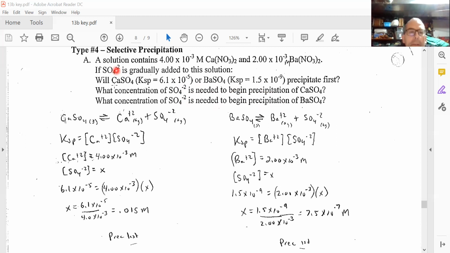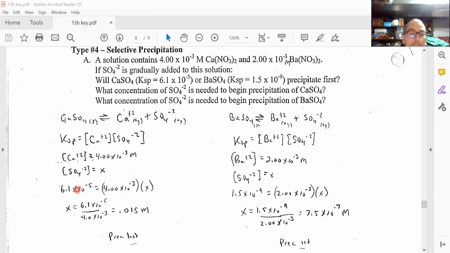I'm going to handle this like a common ion effect problem. CaSO4 breaks into Ca plus 2 and SO4 minus 2. I write my KSP expression: concentration of Ca plus 2 times concentration of SO4 minus 2. Without doing an ice box, the concentration of Ca plus 2 is in a 1-to-1 ratio with the Ca(NO3)2, so it is 4.0 times 10 to the negative third. This is a mixed solution, but it's all combined, and we still know the concentration there. We don't know X; we're trying to figure out how much we have to add.